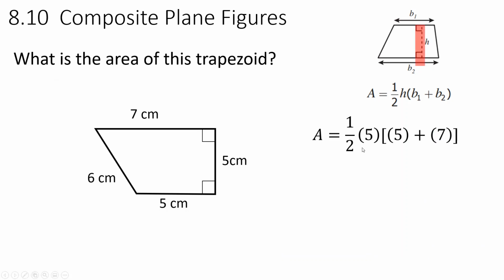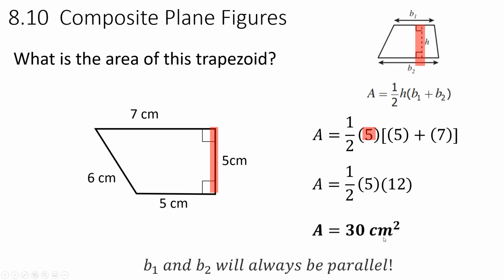Notice how my height is perpendicular to the 2 parallel sides. So your height's 5. Your 2 sides that are parallel, base 1 and base 2, are 7 and 5. You're going to add those together and then work it out. Just be aware that base 1 and base 2 are always parallel in these types of problems for trapezoids. We're going to move on.